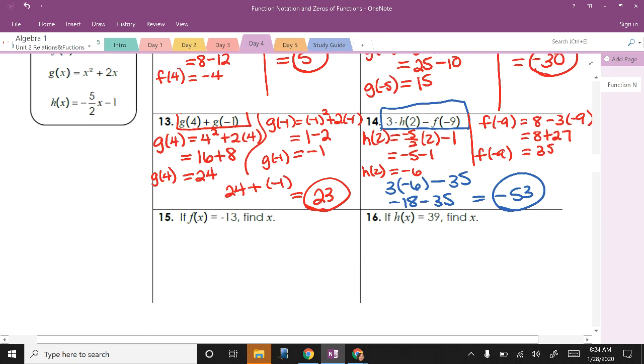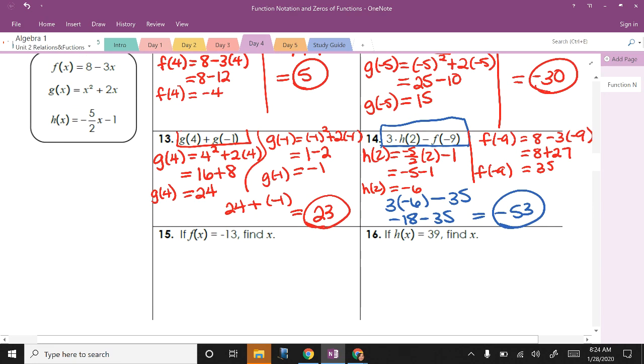All right. 15 is a little bit different. 15 and 16 both. Do y'all see what's different about them? How it's worded? Because this is important. When they give you a number in the parentheses, they're giving you the x value to plug in. Y'all see that? Everybody needs to see the difference. Like over here where they said g of 4, that means I plug 4 in for my x's, right? Because 4 was in the x spot. Okay? So this time they tell you the function equals negative 13. Find x.